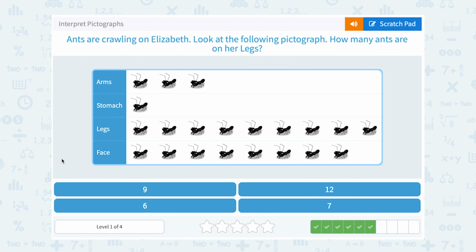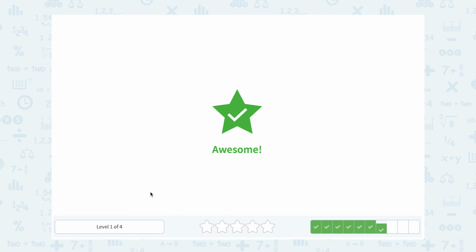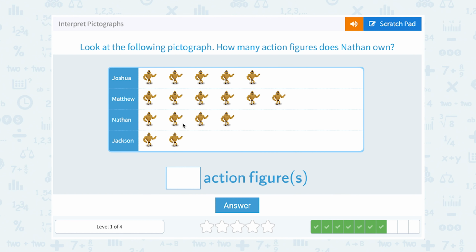Or Elizabeth, ants are crawling on her too. Look at the following pictograph. How many ants are on her legs? Okay, well, let's make sure to look at the leg column. And we can count 1, 2, 3, 4, 5, 6, 7, 8, 9.